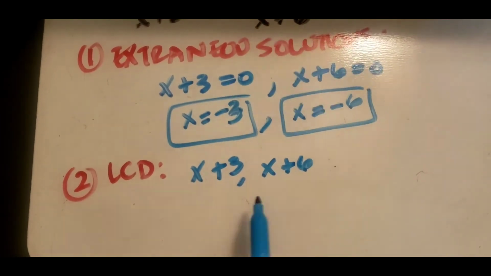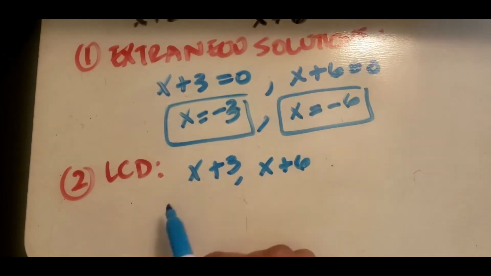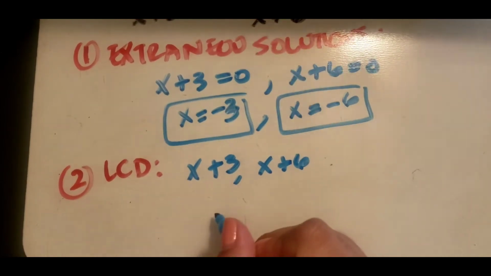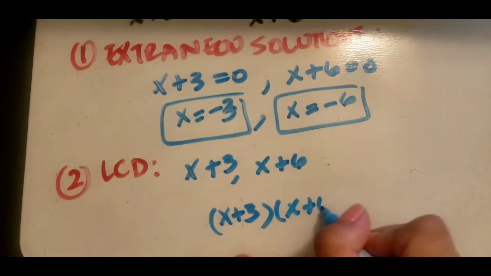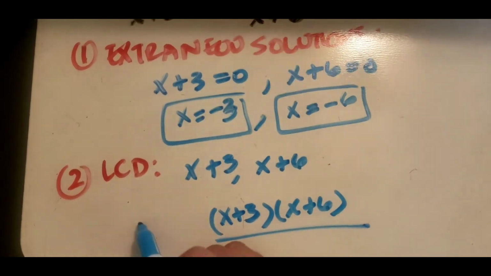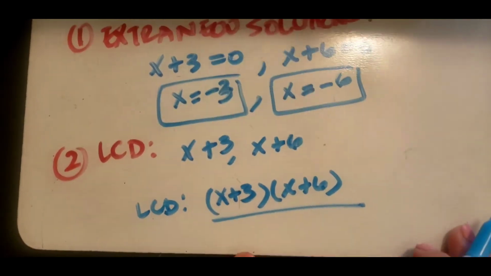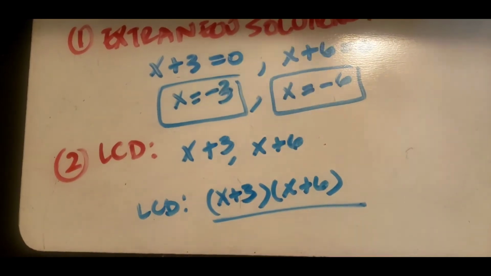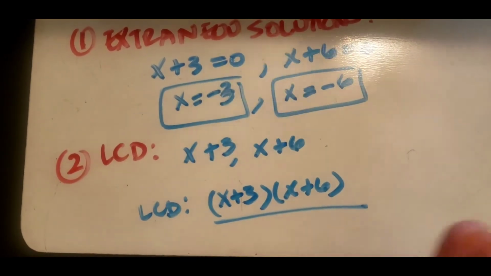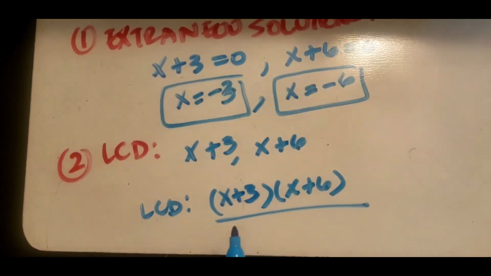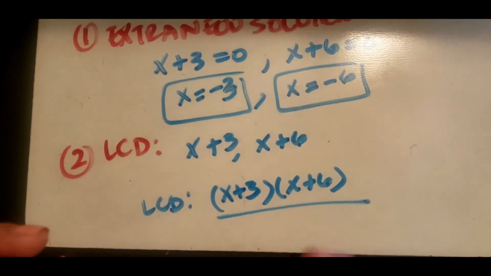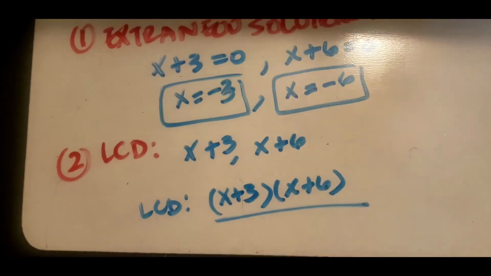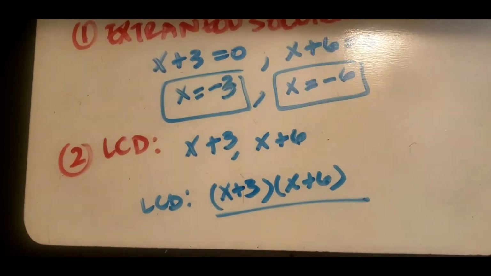Since they're both completely different, your LCD is a product of both. So basically your LCD would be x plus 3 times x plus 6. This is your LCD right here. It's a product. Whenever they're different, you just multiply them. Simple as that. And remember, it's a binomial, so it's together. Okay, so now we're going to work on solving this.